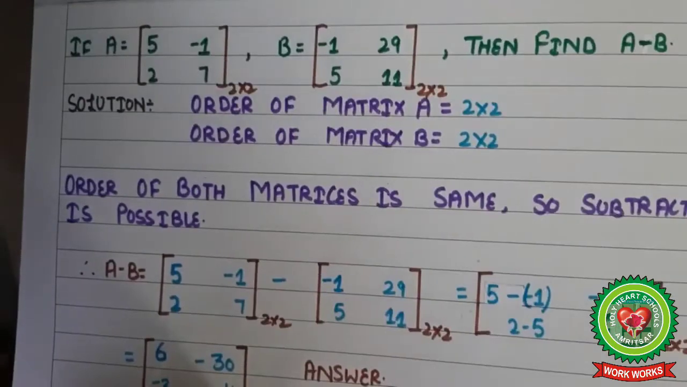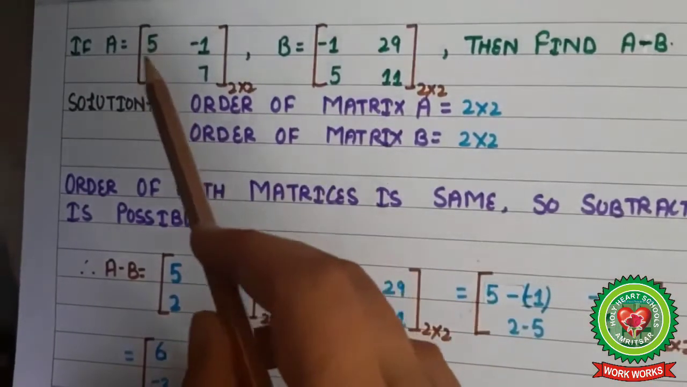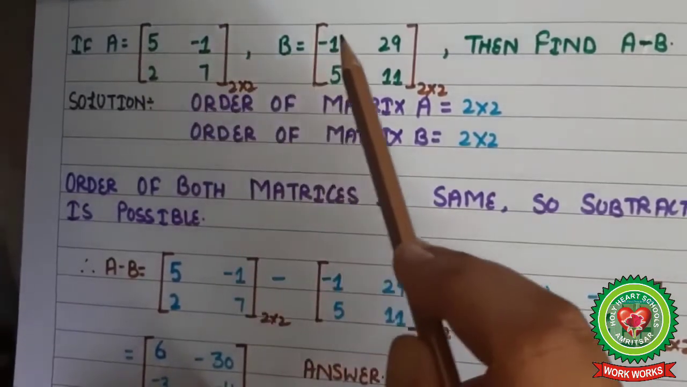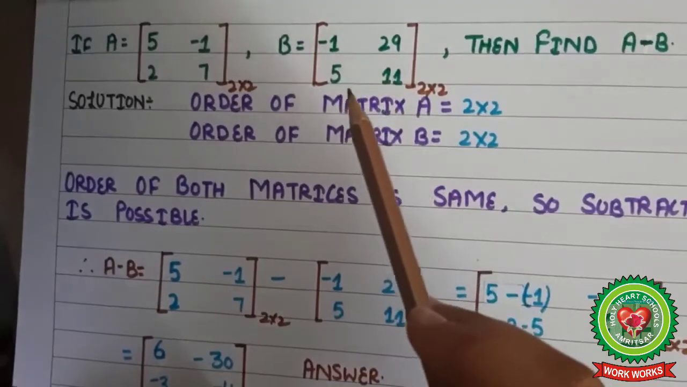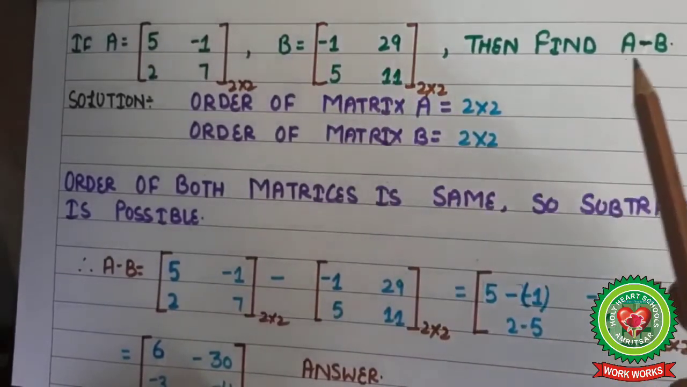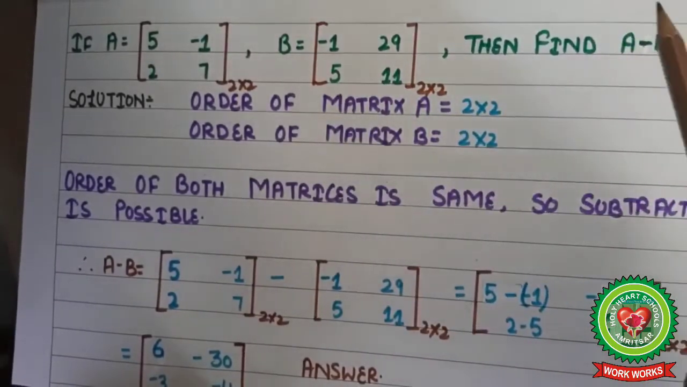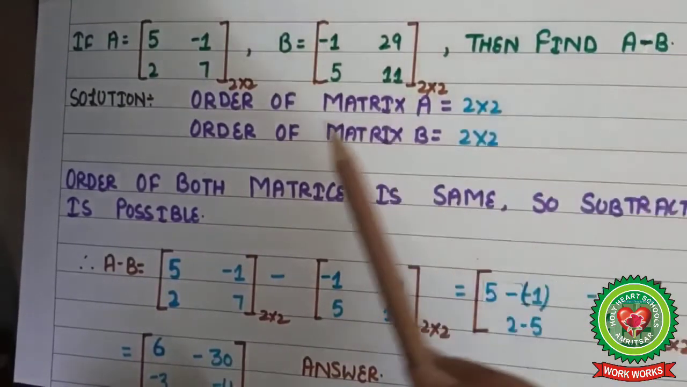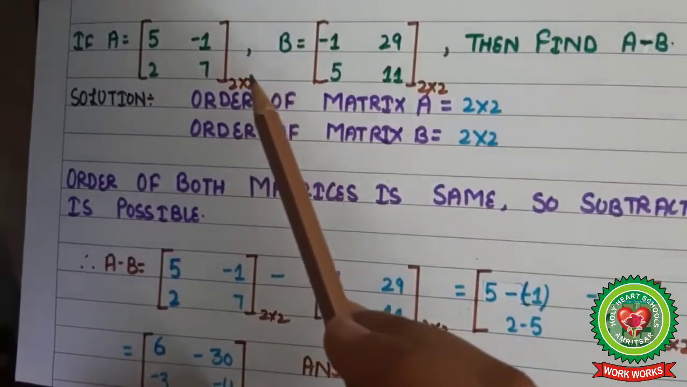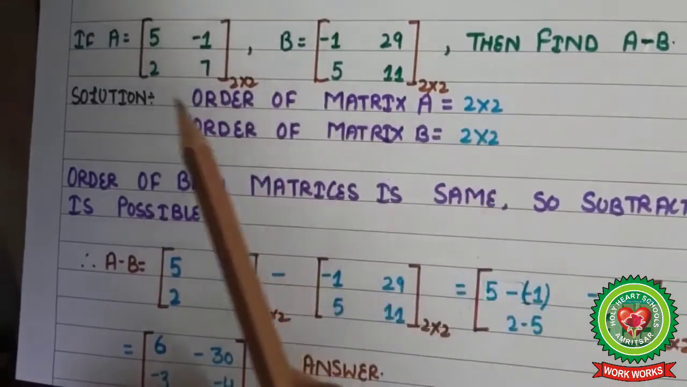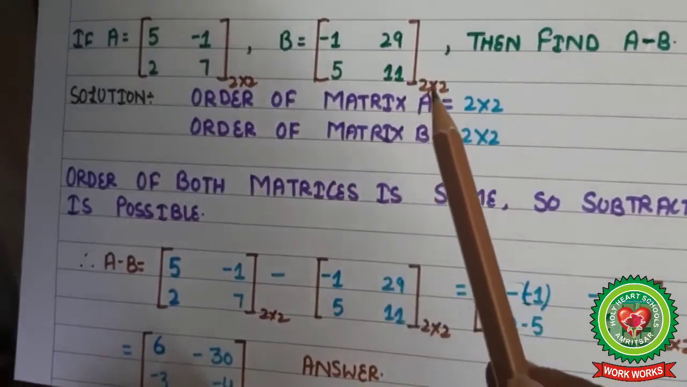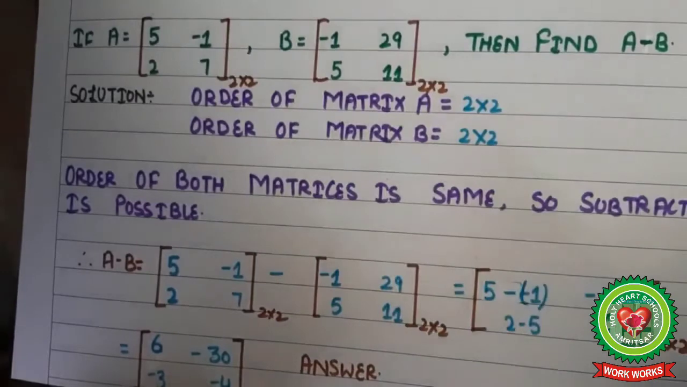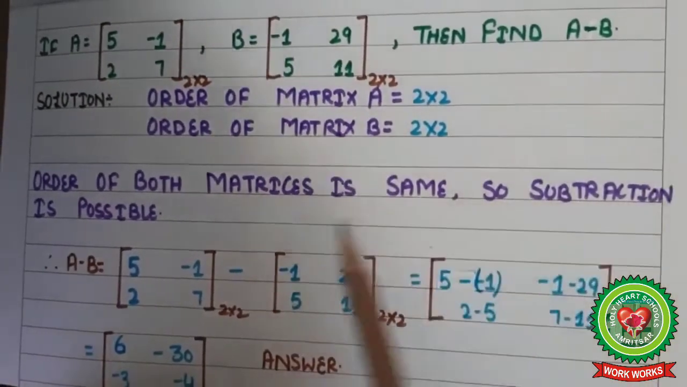Now see the next question, that is, if A equals 5, minus 1, 2, 7, B equals minus 1, 29, 5 and 11, then find A minus B. Means here we will do subtraction of both the matrices. Again the rule is the same, we have to see the order. Order of matrix A is 2 by 2, and order of matrix B is also 2 by 2. Now order of both matrices is the same, so subtraction is possible.